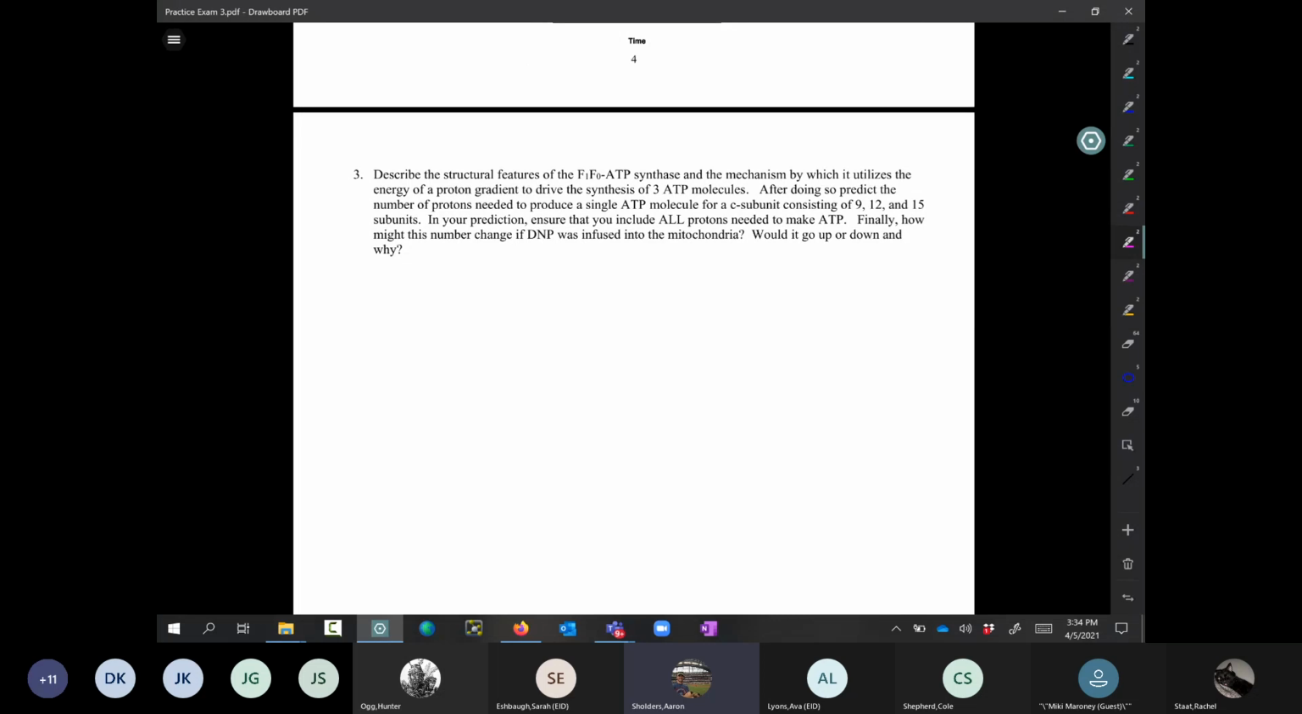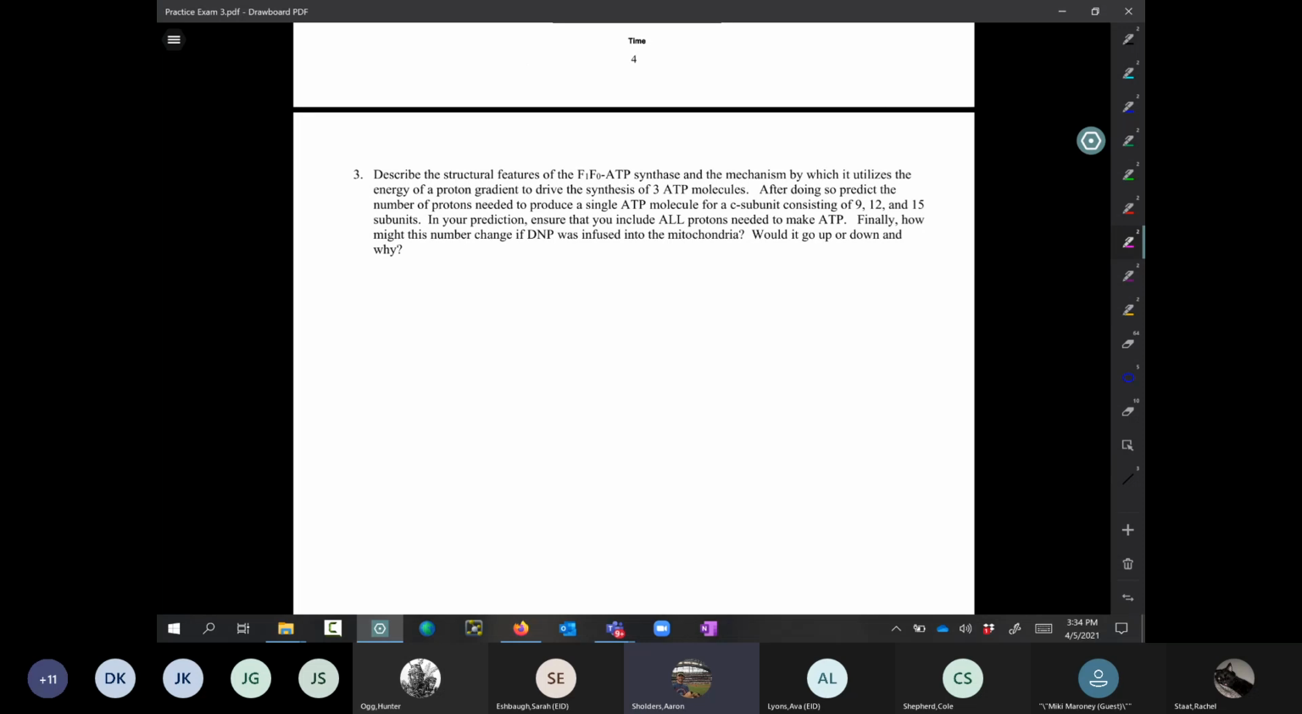All right, so describe the structural features of F1-FO ATP synthase and the mechanism by which it utilizes the energy of a proton gradient to drive the synthesis of 3 ATP molecules. After doing so, predict the number of protons needed to produce a single ATP molecule for a C subunit consisting of 9, 12, and 15 subunits. In your prediction, ensure that you include all protons needed to make ATP. Finally, how might this number change if DMP was infused into the mitochondria? Would it go up or down? And why?